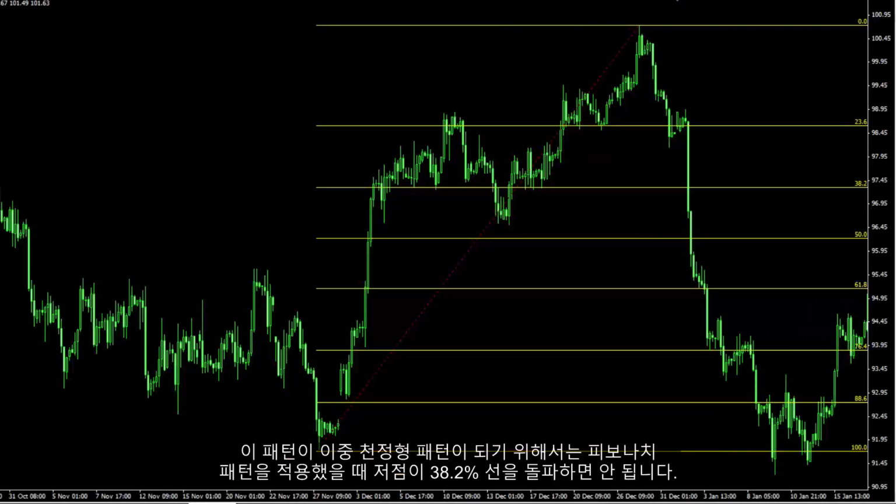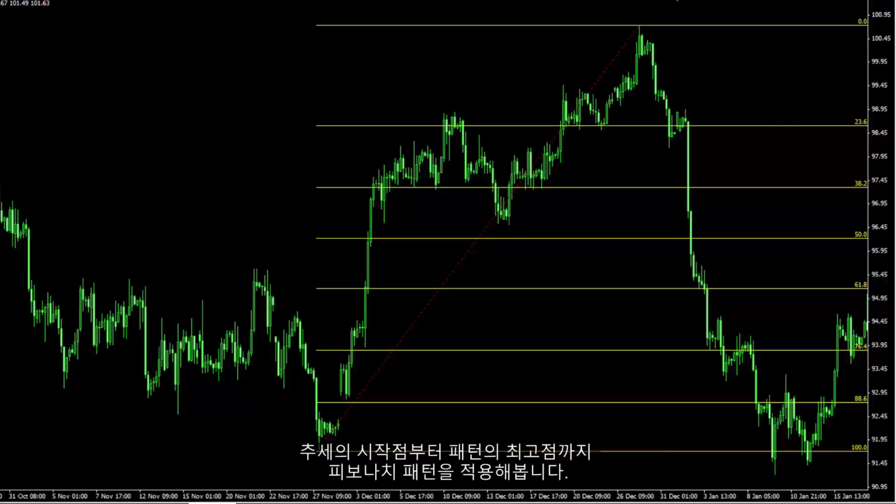One of the most important requisites of this pattern is that the valley of a double bottom must not pass the 38.2% level of the Fibonacci pattern on the swing. In this example, Fibonacci is drawn from the starting point of the trend to the peak of the longer wave. The valley has passed the 38.2% level, thus a double top pattern was not formed.